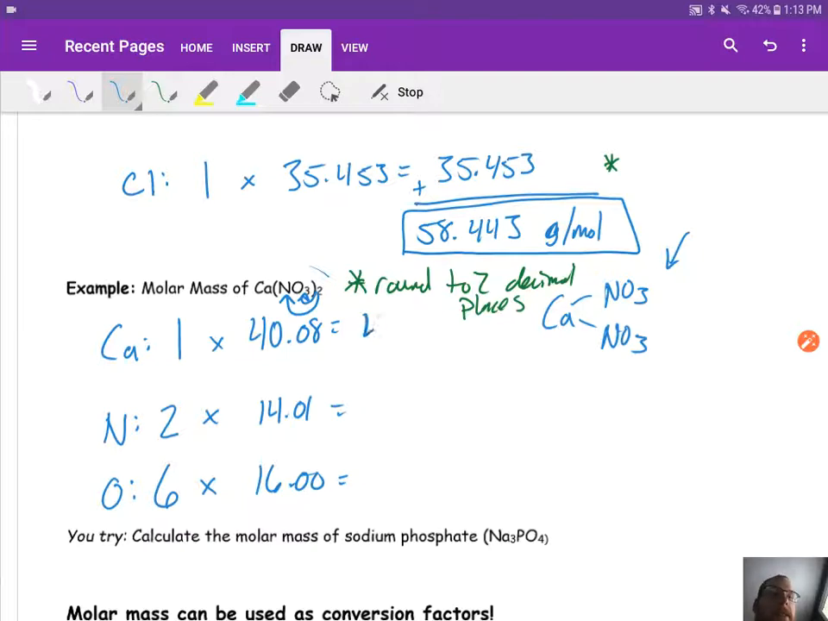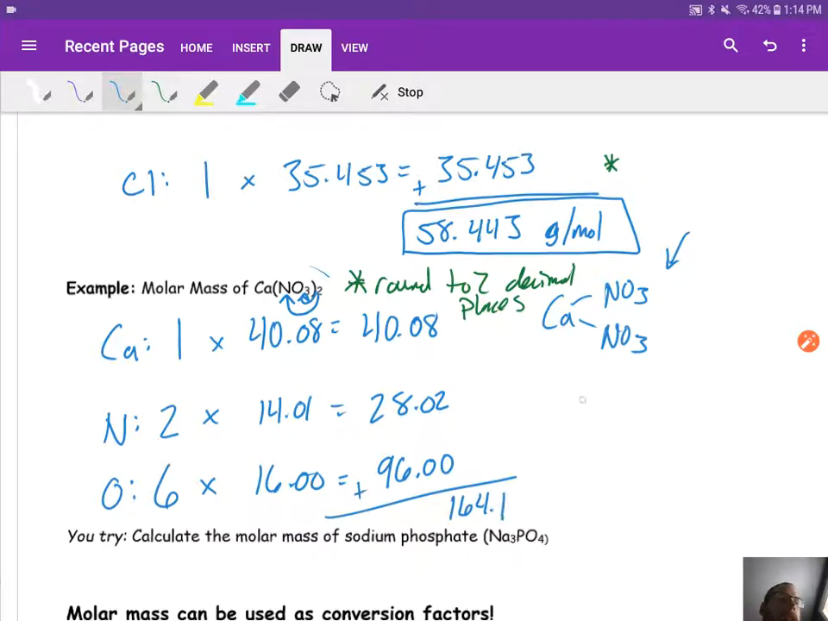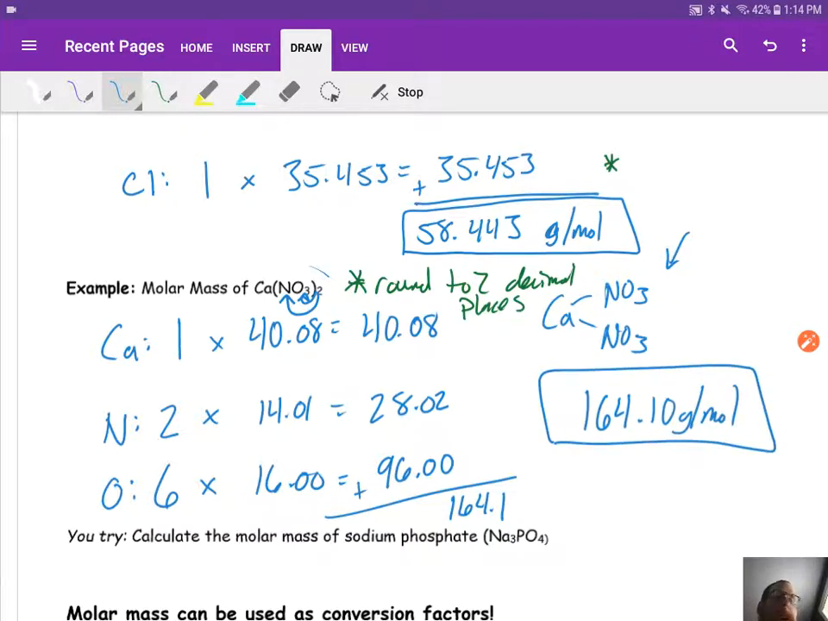So calcium, the total mass that it brings is 40.08. The total mass that nitrogen brings is that 28.02 that I alluded to a few seconds ago. And then oxygen would be 96.00. So when we add them all up at the end, we would get a total mass of 164.1. So with units, 164.10 grams per mole. All right?